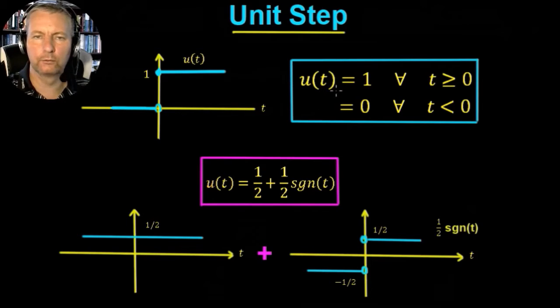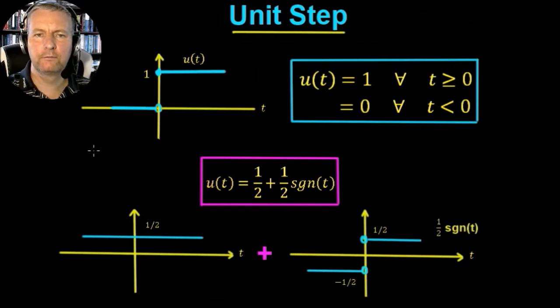You usually see it called u of t. So u of t equals 1 for all t greater than or equal to 0, and it equals 0 for all t less than 0. The only thing to note is that whenever t is actually equal to 0, it's defined as a height of 1. So it's defined at that one point there, and it's not defined at this point here.